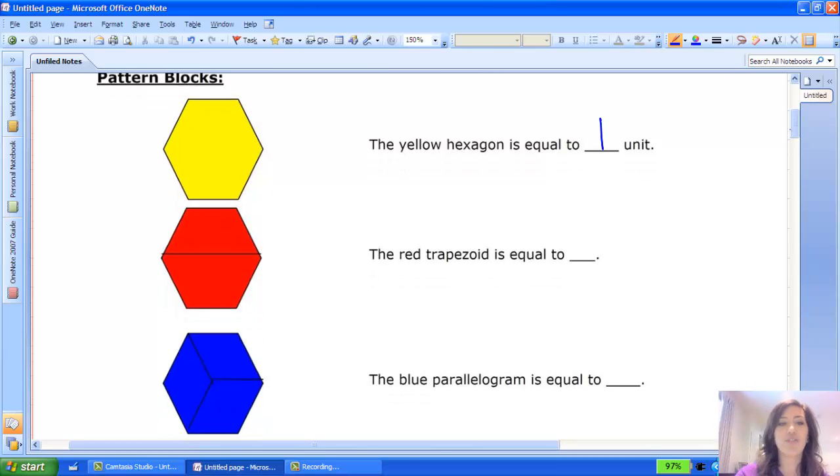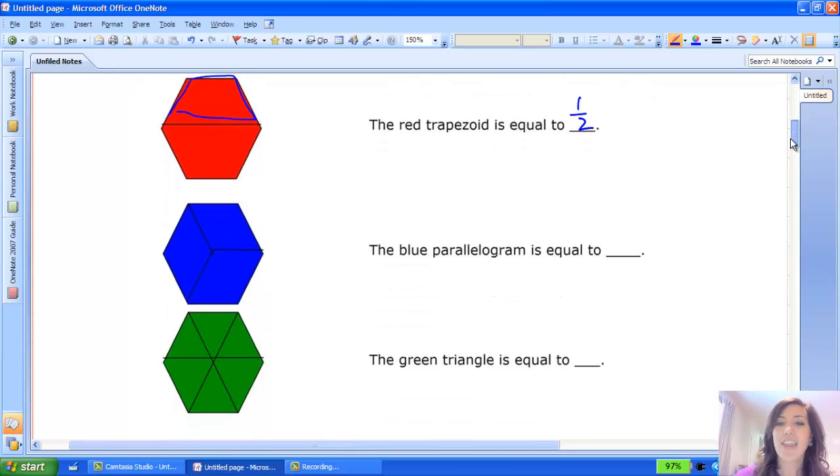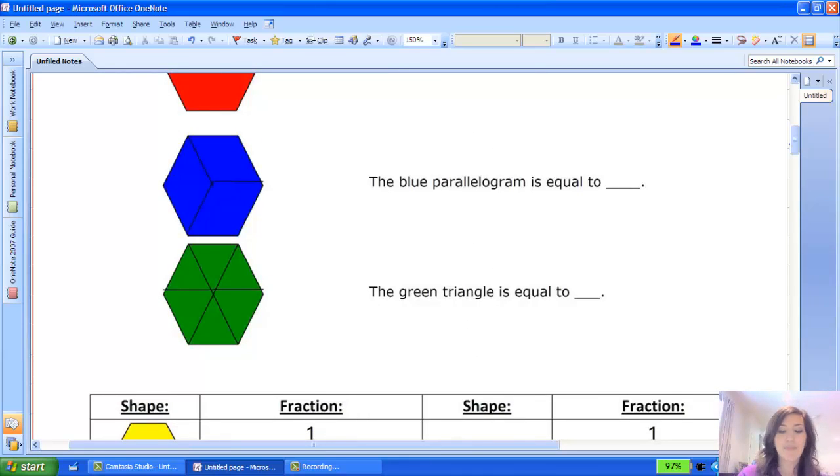Here we have red trapezoids. We have two of them come together to complete one. So each of these pieces here would be considered half. Then with our blue parallelograms, we have three. So this parallelogram is one of the three, so we call that a third of the whole. And we have 6 green triangles that can go into one hexagon. So we call this one triangle 1 out of 6, because there are 6 here. So this would be 1/6.